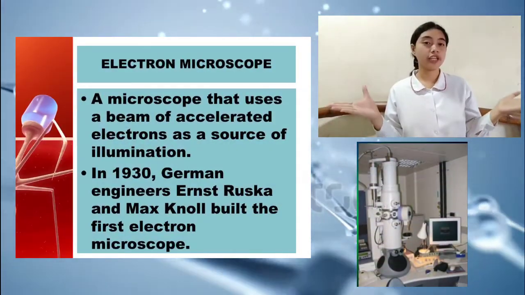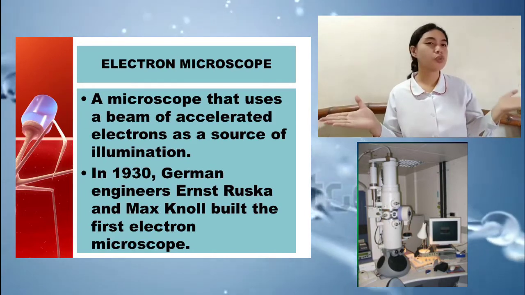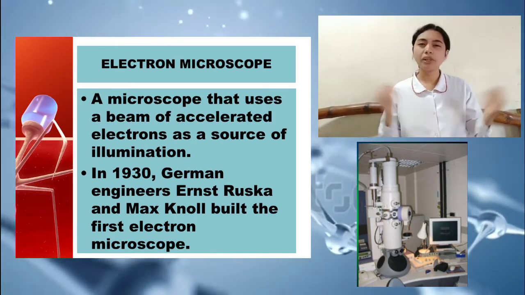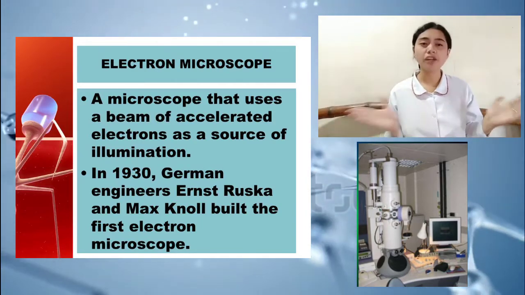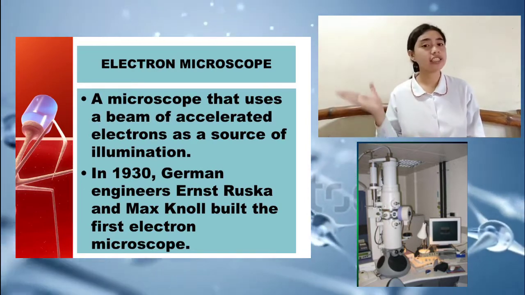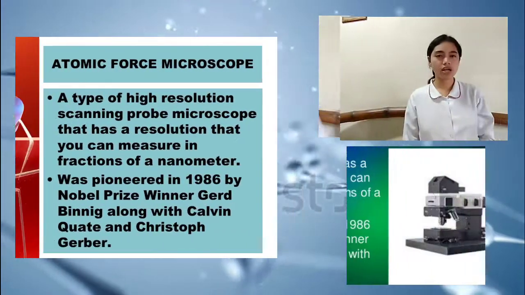In 1930, German engineers Max Knoll and Ernst Ruska built the first electron microscope. But what is an electron microscope? An electron microscope is a microscope that uses a beam of accelerated electrons as a source of illumination.